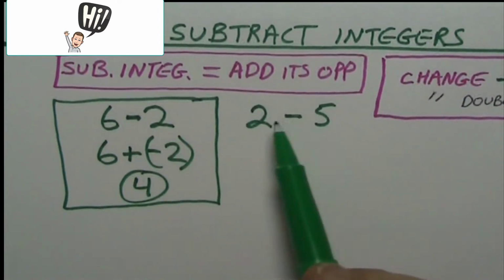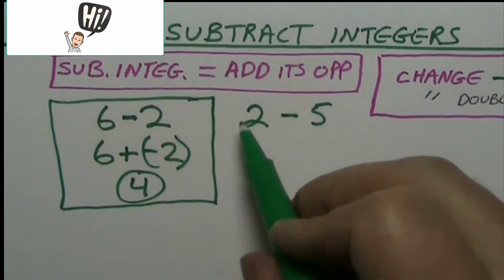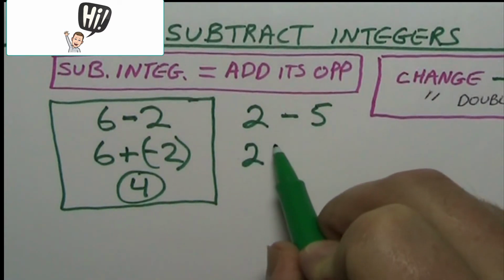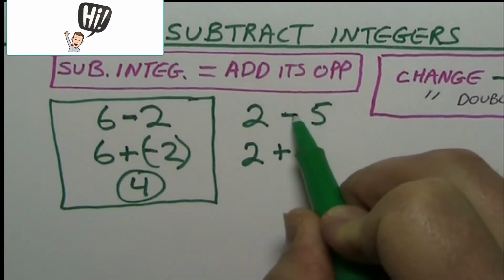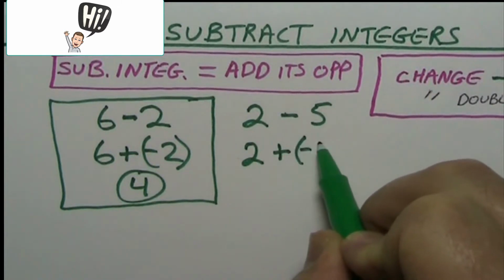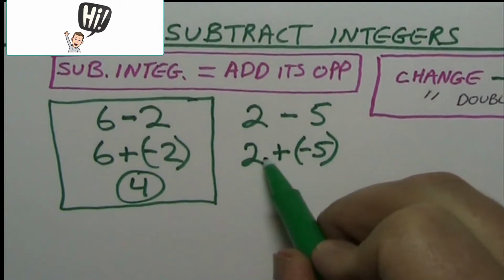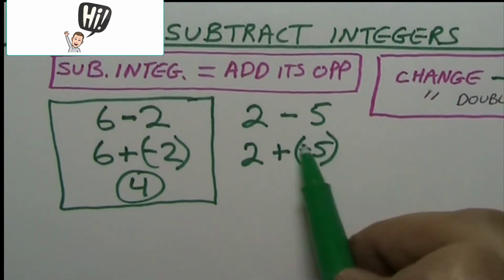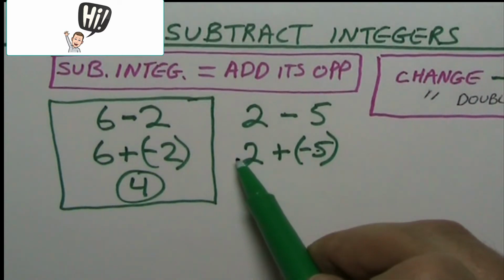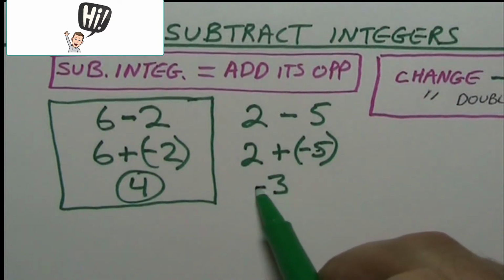I'm just going to put another one right beside it. 2 minus 5. Okay, so subtracting is the same thing as adding its opposite. Minus positive 5 is the same thing as adding a negative 5. So how much is 2 and negative 5? Well, just subtract. They're different signs, so subtract them. This is negative and that's positive. 5 take away 2 is 3, and there's more negative.